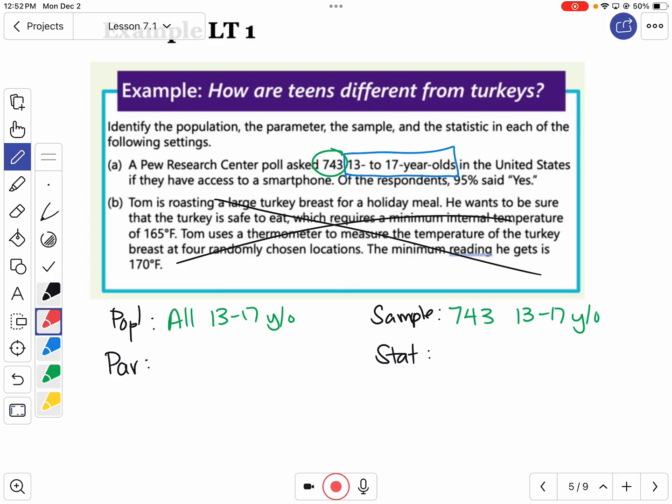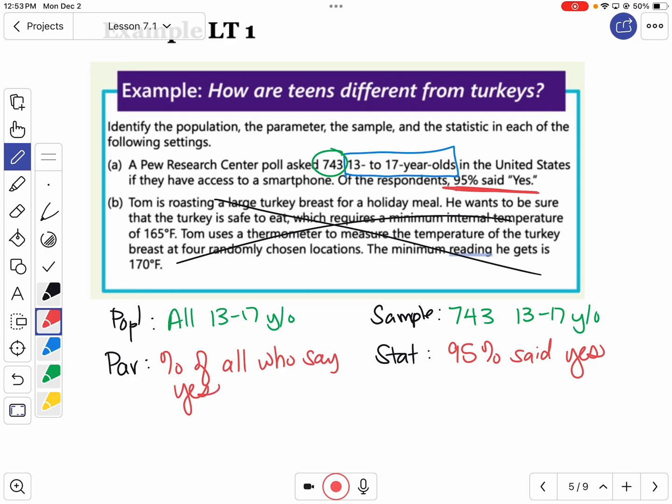Now, if we look at this one, it says that of the respondents, 95% said yes. So that's of the people who responded. Is that part of my everybody or the 743? 743. So my statistic is that 95% said yes. Okay. For my parameter, it would be percent of all who say yes. Okay, and that's all it's asking you to do. Okay, figure out who's the everybody and who's the sample. All right, and then what measure they're using to do it.